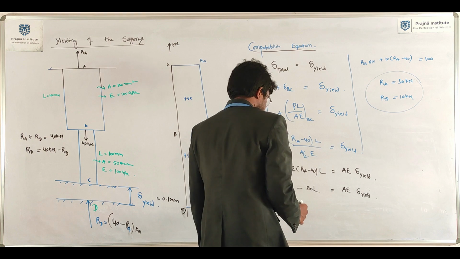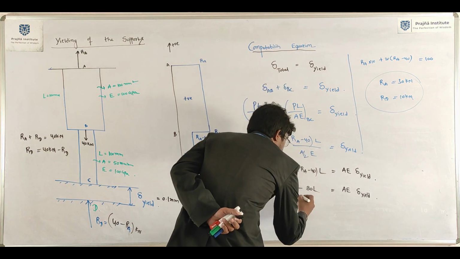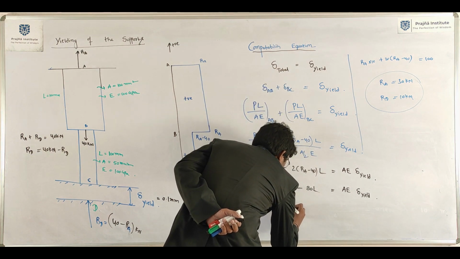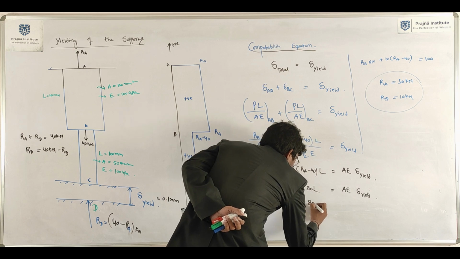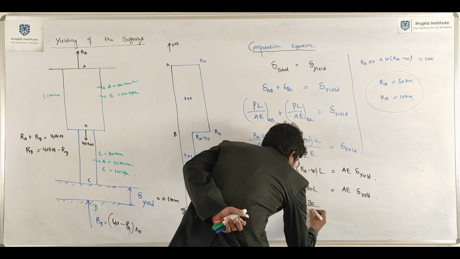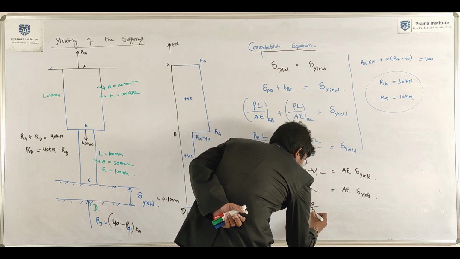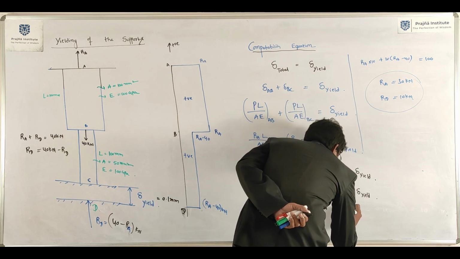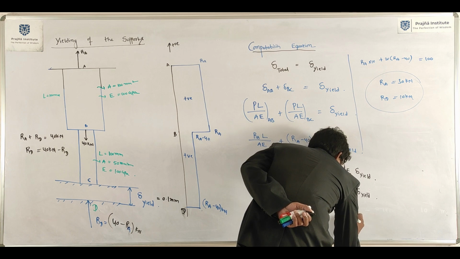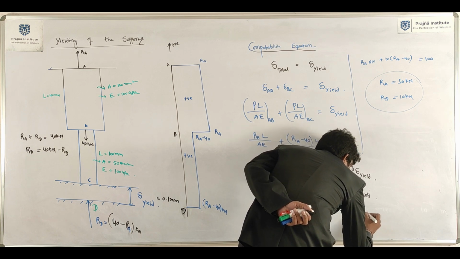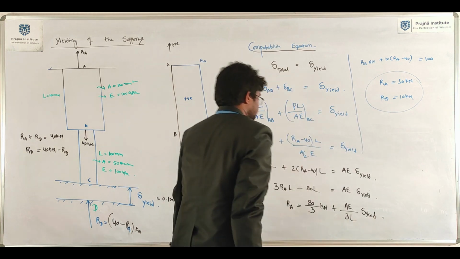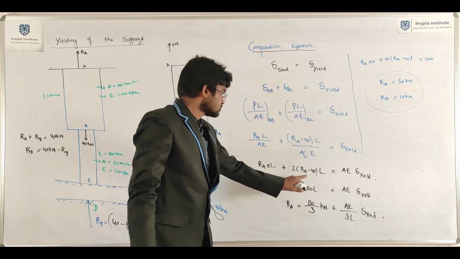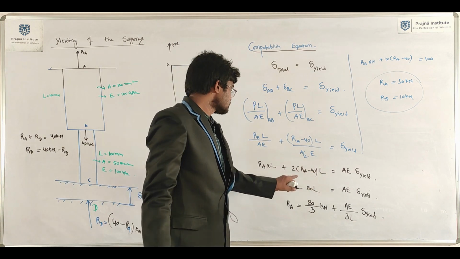Here it would follow that RA is equal to 80 by 3, in terms of kilonewton, plus AE by 3L delta yield. Correct? So, it is kilonewton, right?